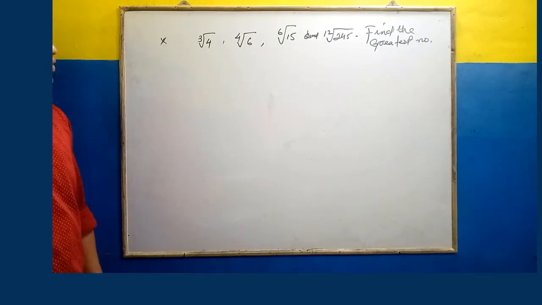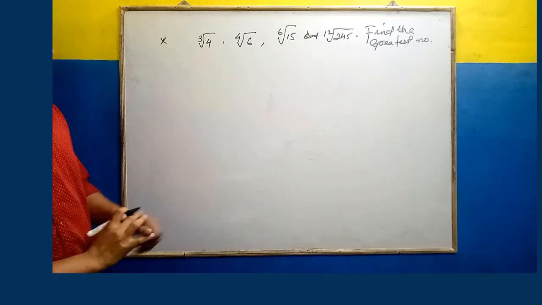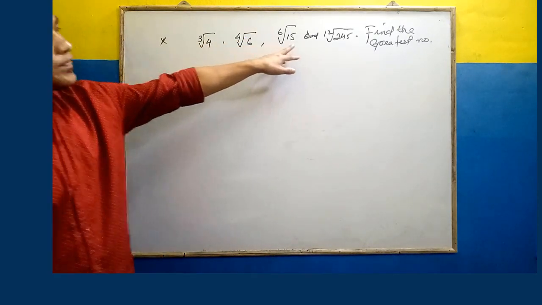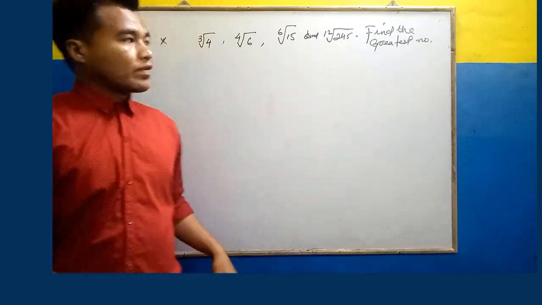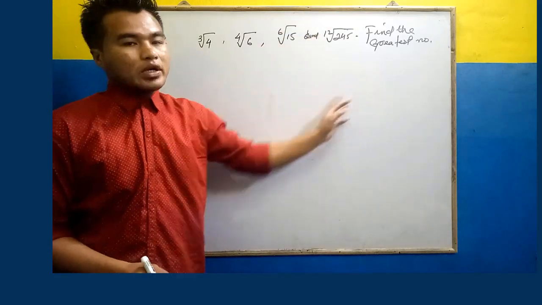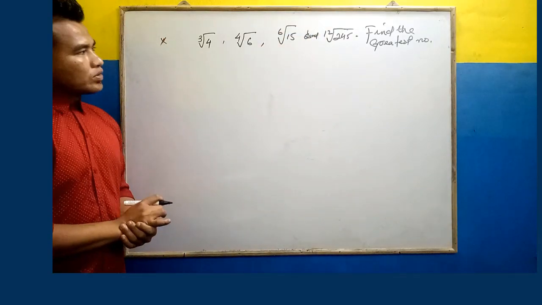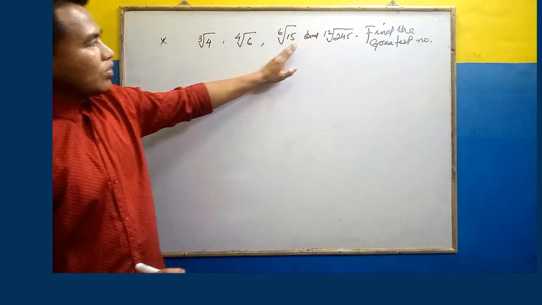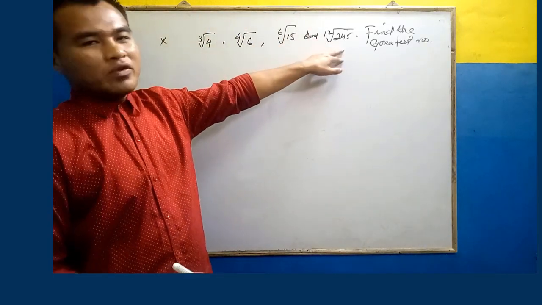Okay, now let us look at this equation again. See, 3 root 4, 4 root 6, 6 root 15 and 12 root 45. The question asks to find the greatest number. Among these, we are going to find which one is the greatest number. If we consider these terms, by just looking at all of them, you may say that 12 root 45 is the greatest.